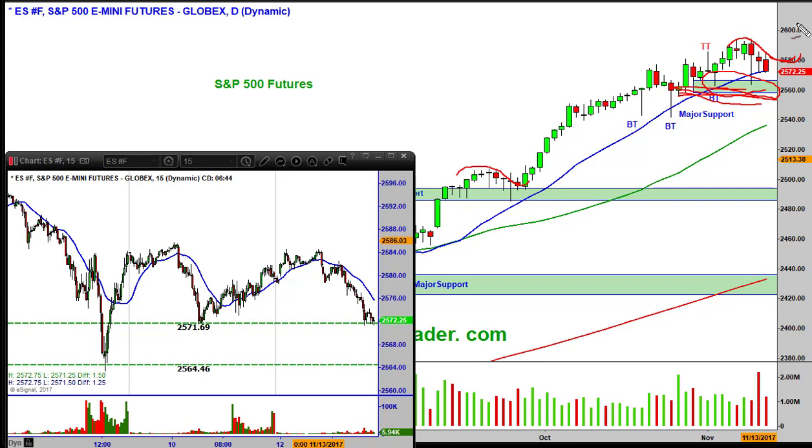Unless you're an intraday trader, as far as the S&Ps go, it's probably best to stay away. Meaning if you're a swing trader, you have to wait for things to develop on this daily time frame and then go long from there.